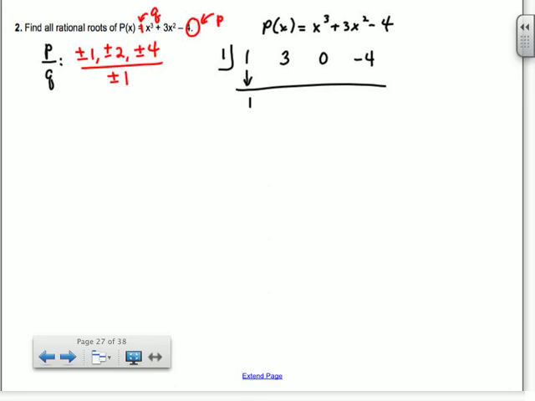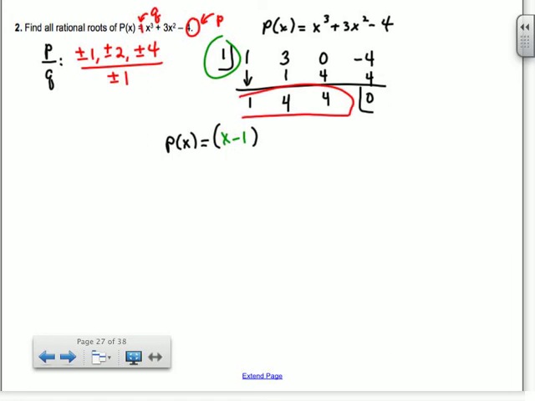Drop the 1. So we have 1 times 1 is 1, add straight down, you get 4. 1 times 4 is 4, add straight down, you get 4. 1 times 4 is 4, add straight down, you get 0. And then write how your polynomial has been factored. So your polynomial has now been factored into the divisor, which is x minus 1, and the quotient, which is x squared plus 4x plus 4.